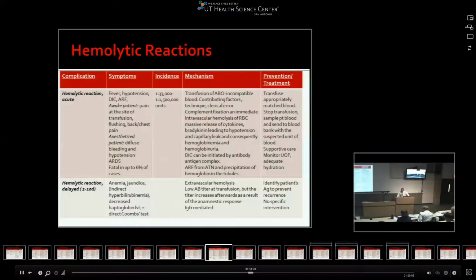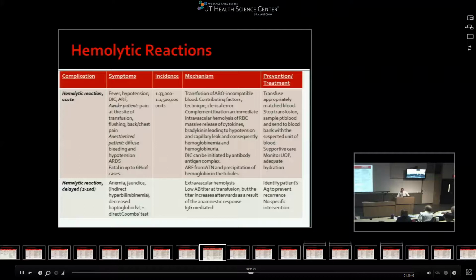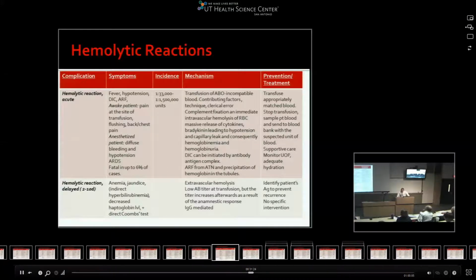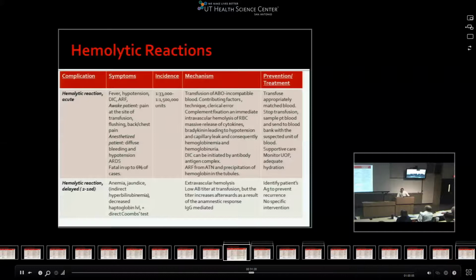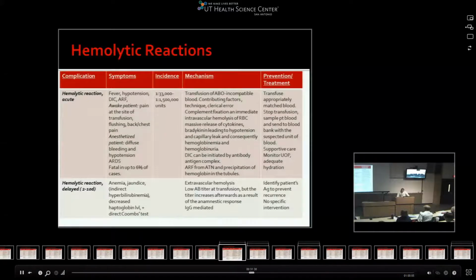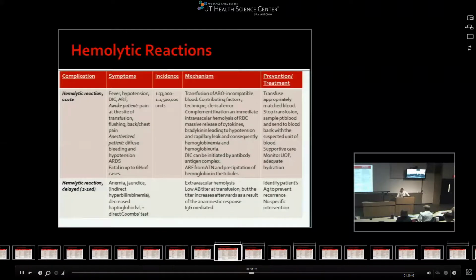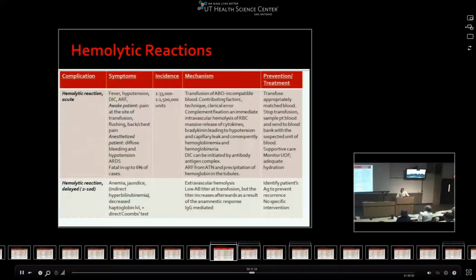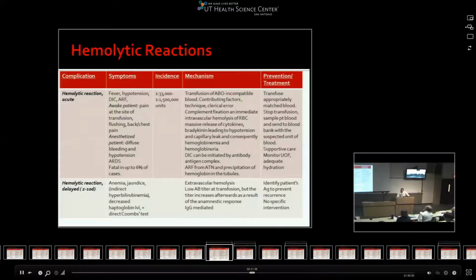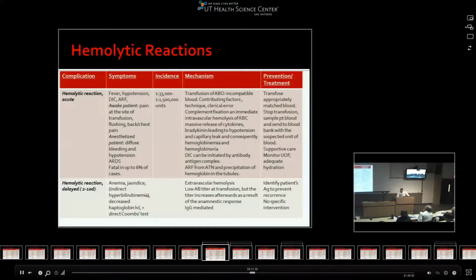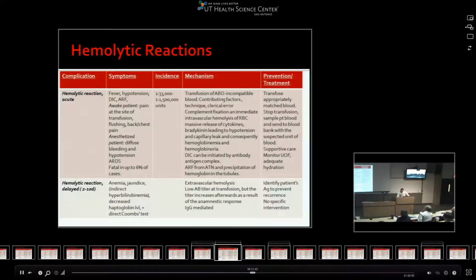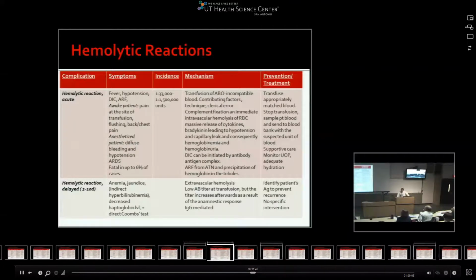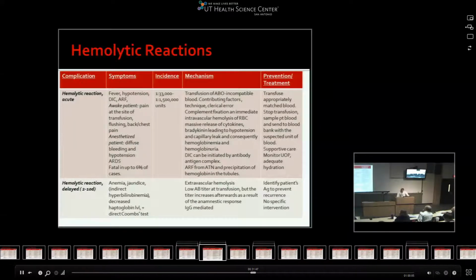incompatible blood. Complement fixation occurs and leads to an immediate intravascular hemolysis with massive release of cytokines, and consequent hemoglobinemia and hemoglobinuria. Basically, prevention is by transfusing appropriately matched blood. If it occurs, stop the transfusion immediately, send the patient's blood sample along with the suspected unit to the blood bank, give supportive care, monitor urine output and ensure adequate hydration.